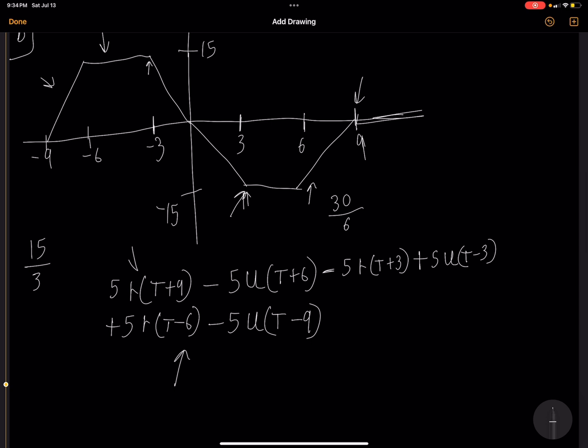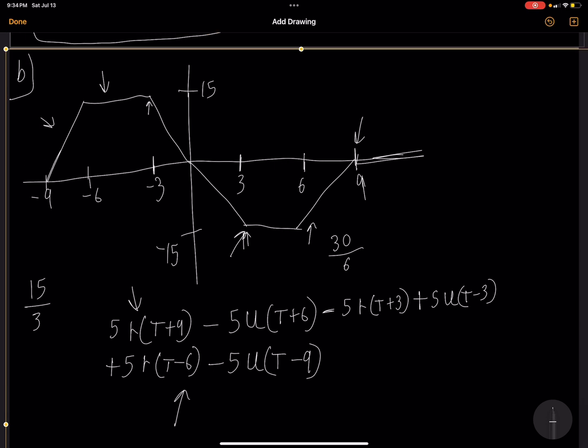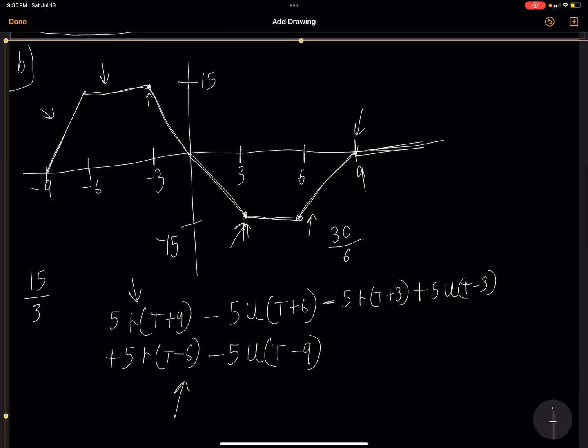We start with the slope here at 5. We go up 5 at -9. Stop at negative 6. Negate the slope. Turn on a negative slope. Go down here. And we start that at -3. Turn it off here at positive 3. Negate the slope that we had. We flatline, and at 6, we turn on a slope of 5. Negate that slope, and we go off into infinity.